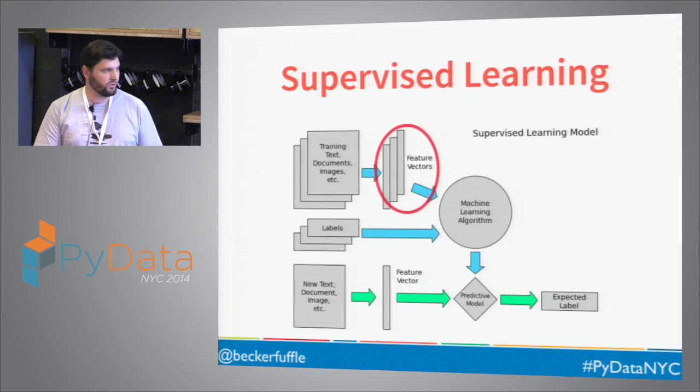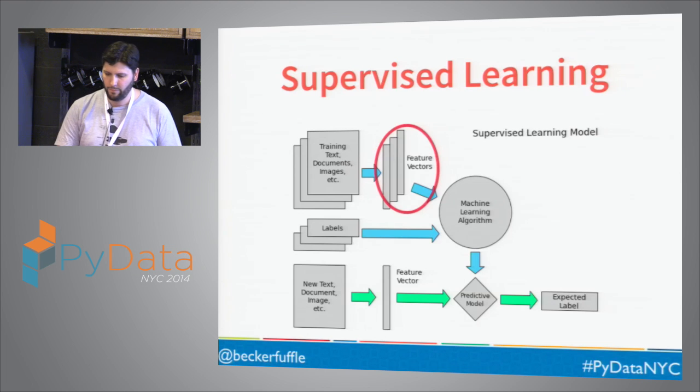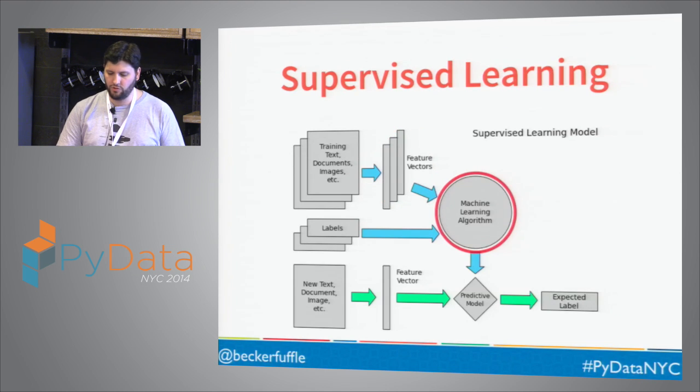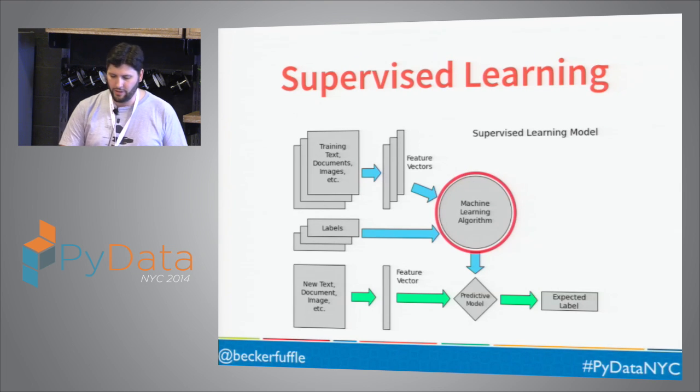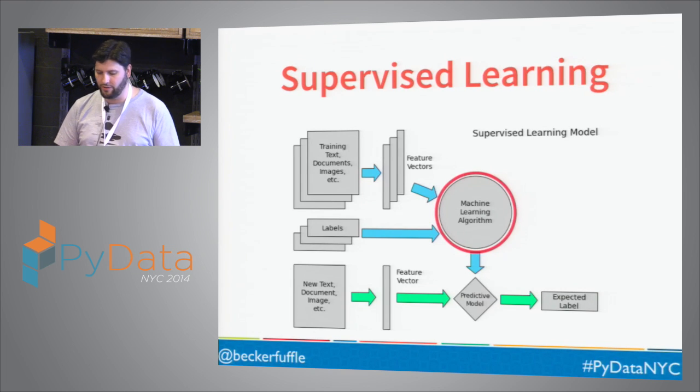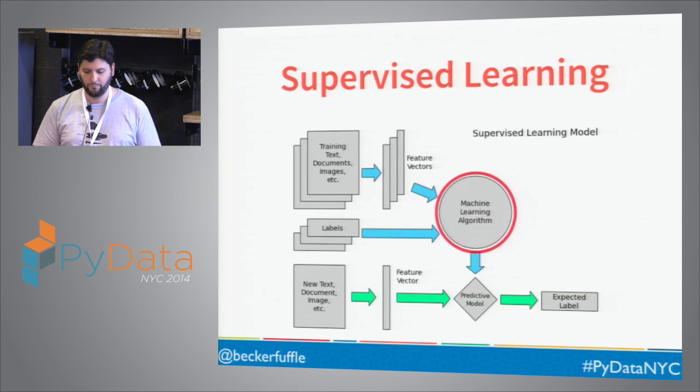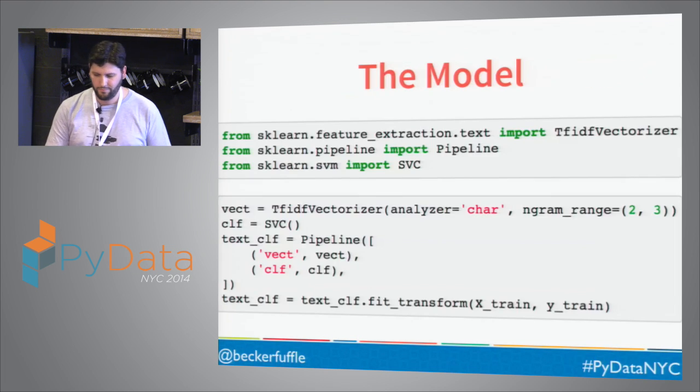Next, you convert your data to a numerical form. Then you train your machine learning algorithm using your vectorized training data and the labels as input. This is often referred to as fitting your model. At this point, you have a model that you can take a new piece of unlabeled data and predict the label. All right, so let's see how this works in practice.